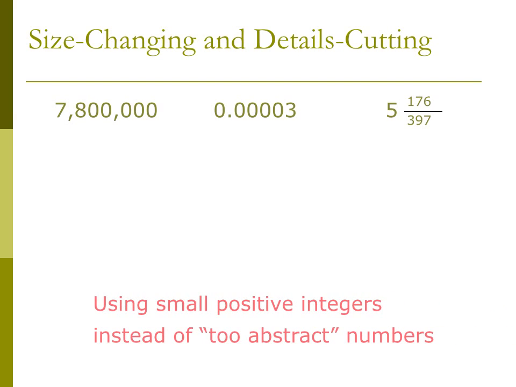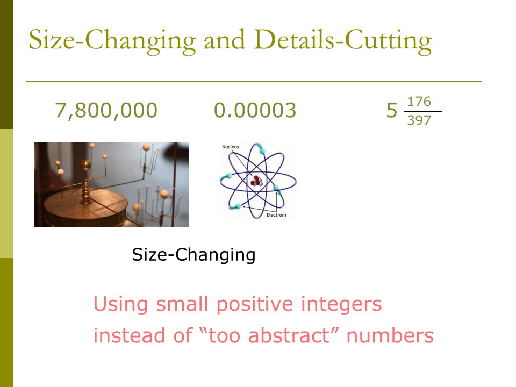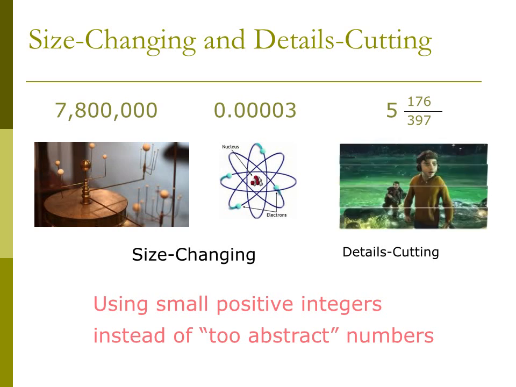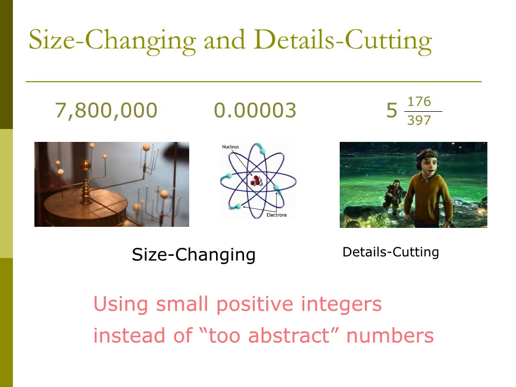In science and engineering, there are two types of models that relate to the analogous problems of that group: size-changing models and details-cutting models. However, before prompting the students to use analogous problems for solving complex word problems, we provide several simple exercises.